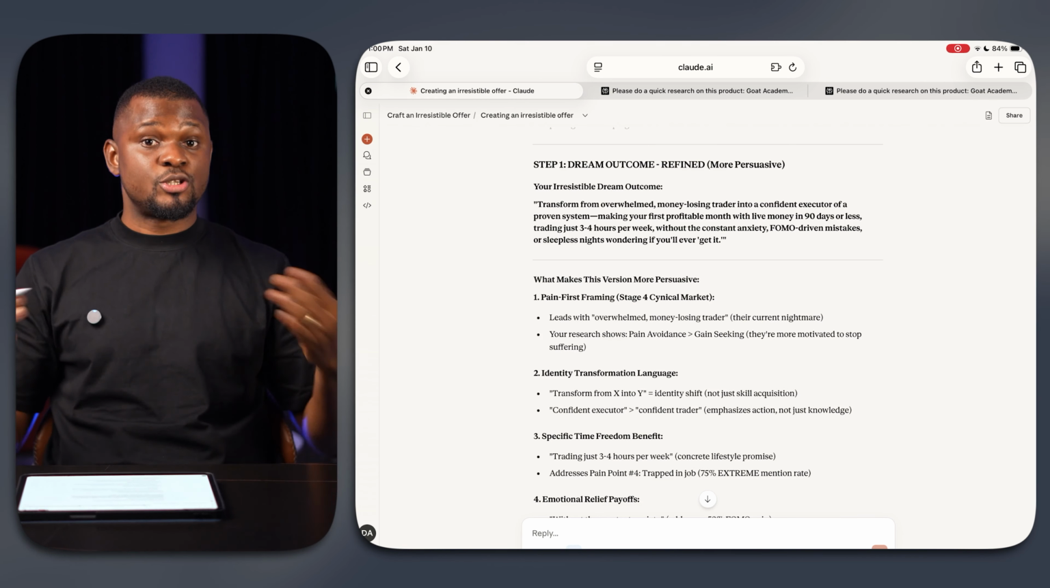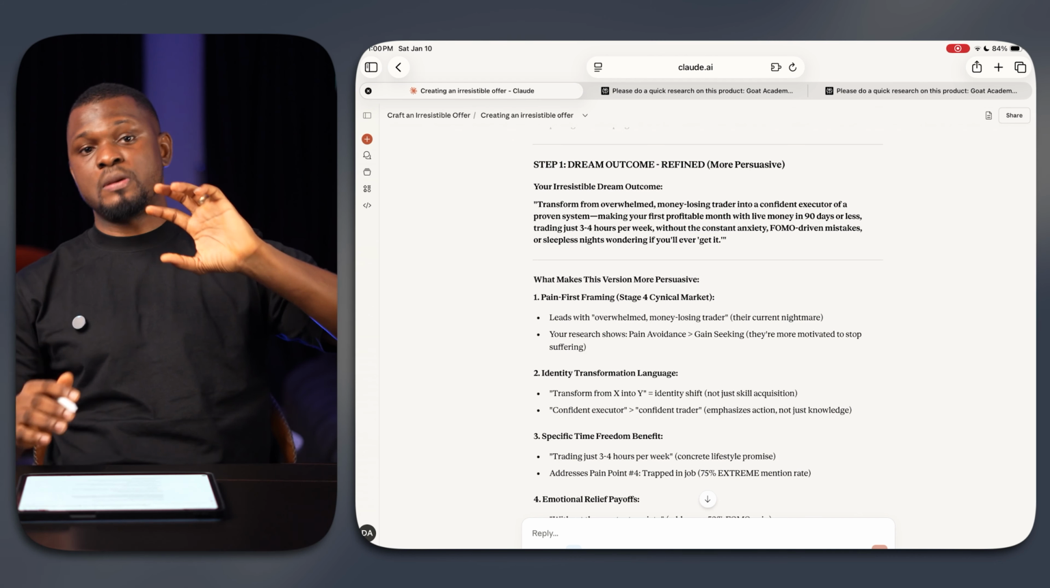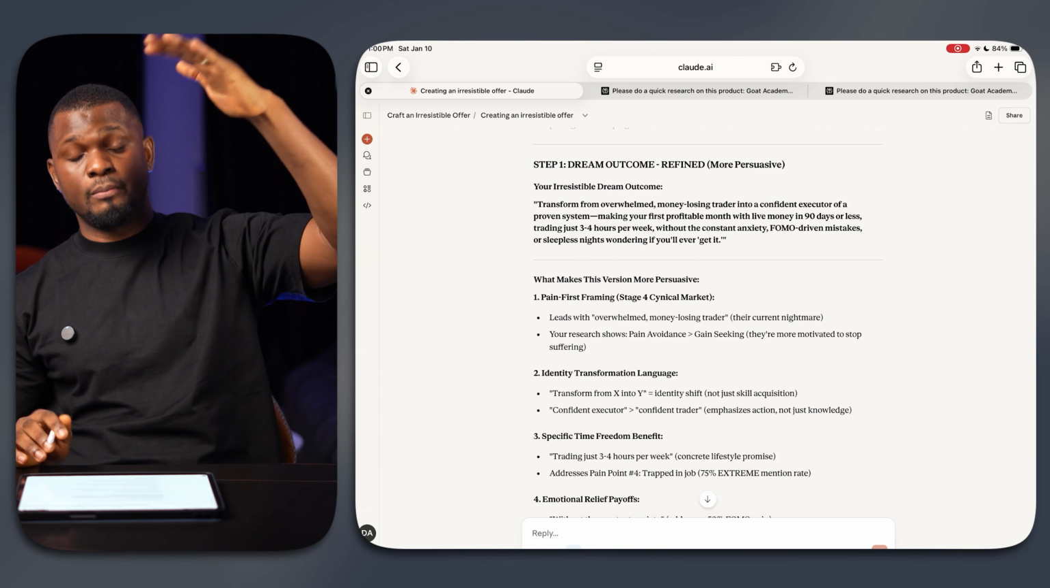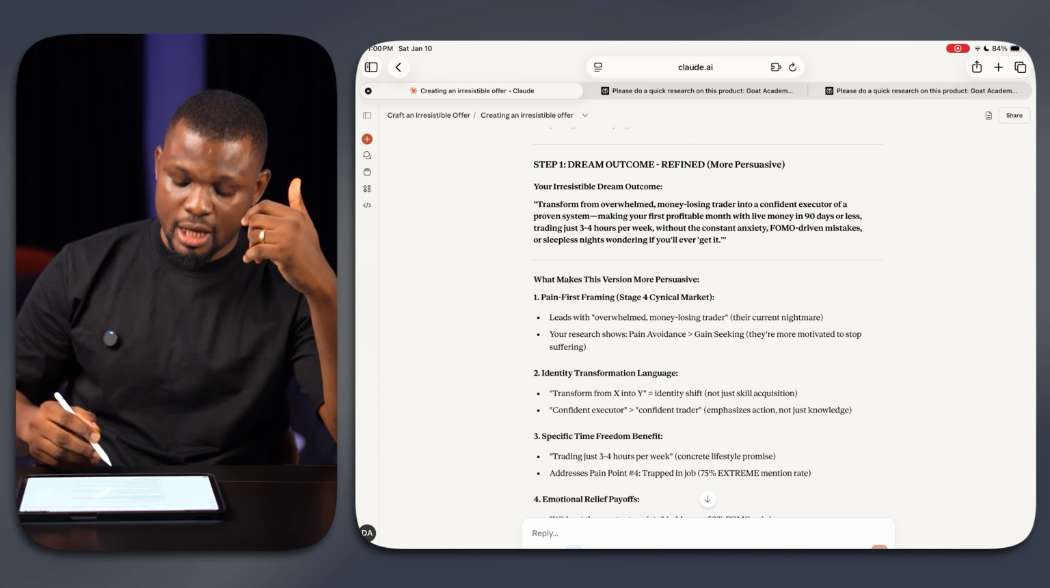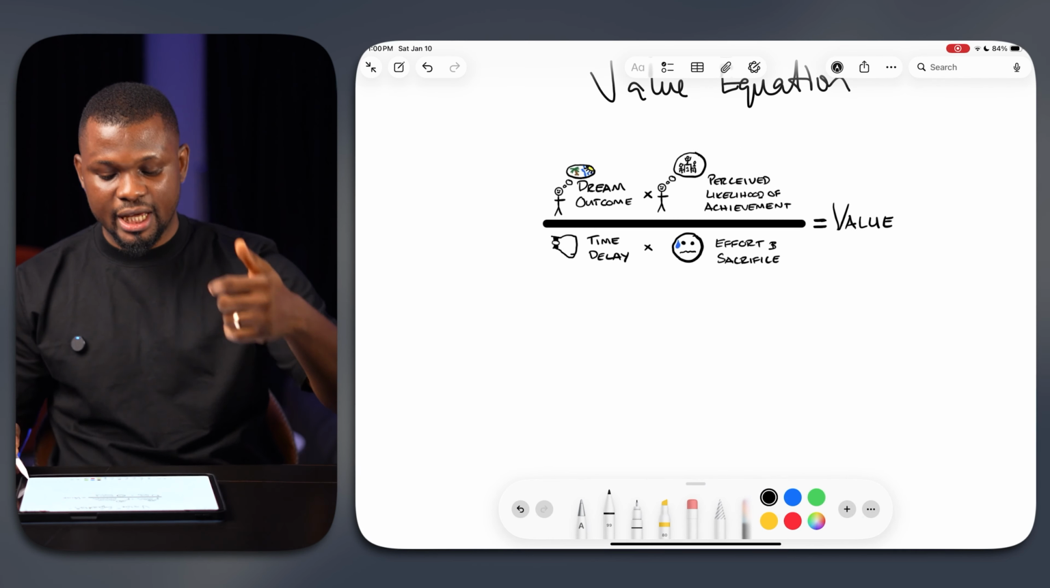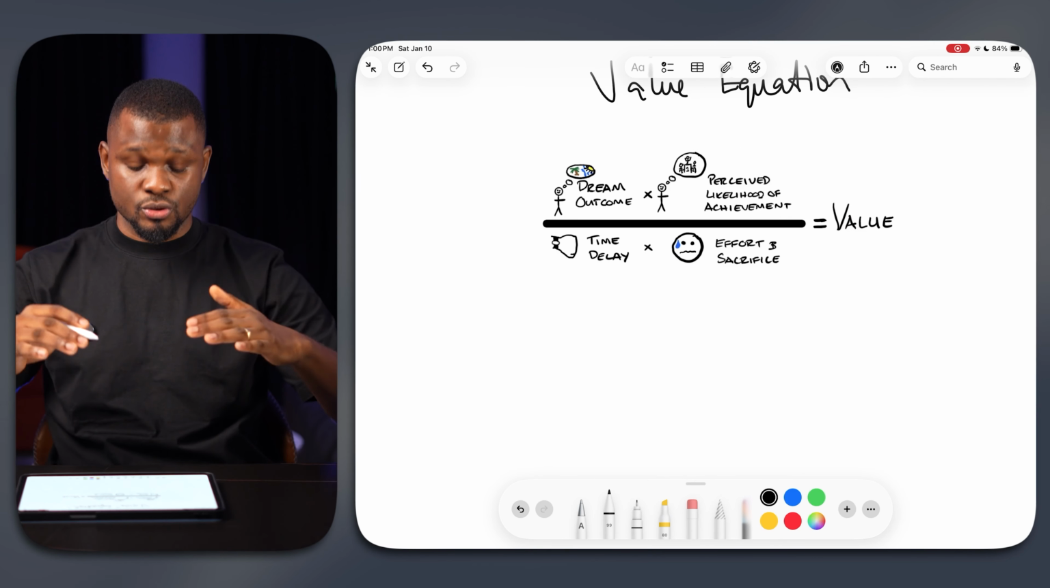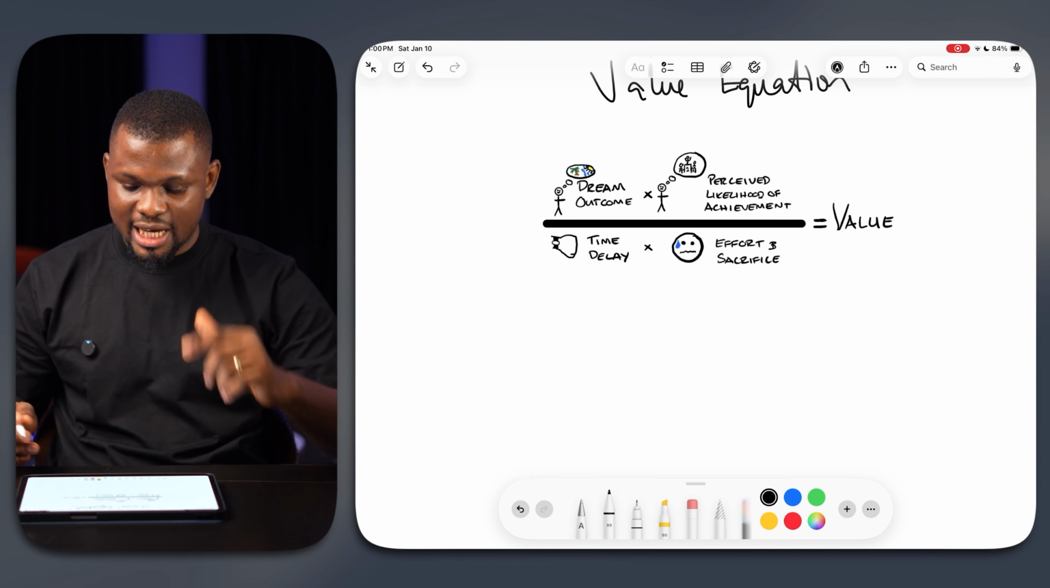So remember what I told you about how we want the dream outcome to be maximized as much as possible. But the lower end, which is the time delay, look at it over here. The time delay and the effort and sacrifice need to be reduced. The question is, how do you reduce it? Here's what you're supposed to do.